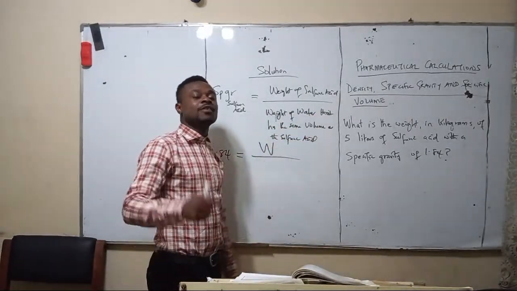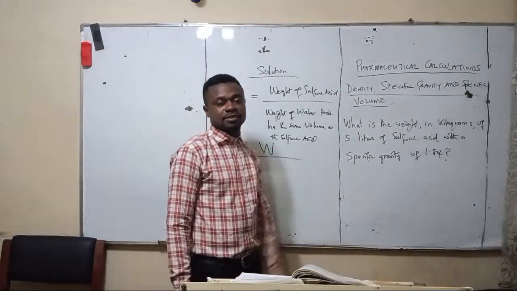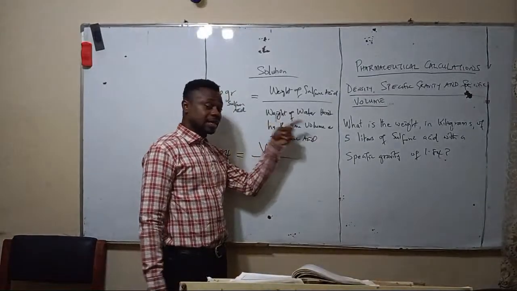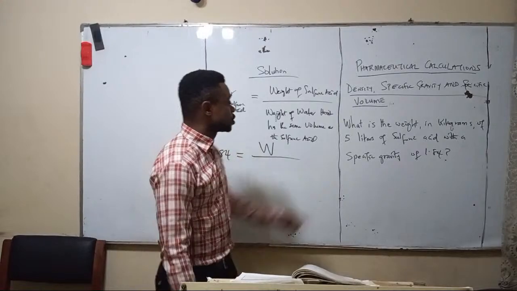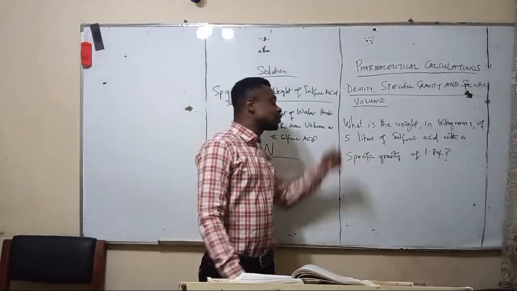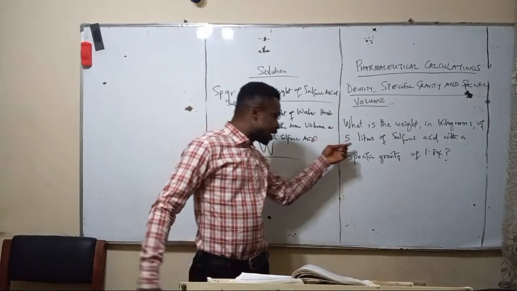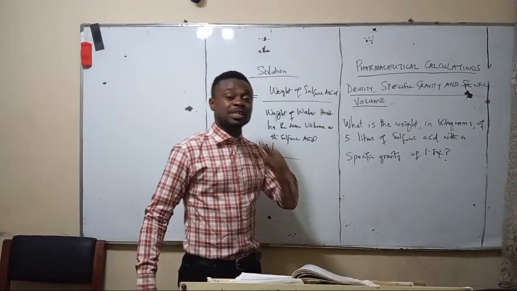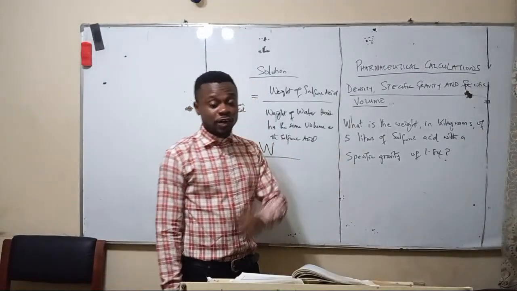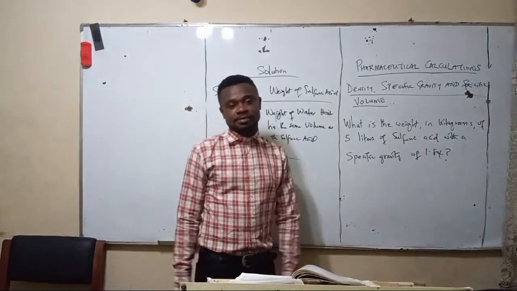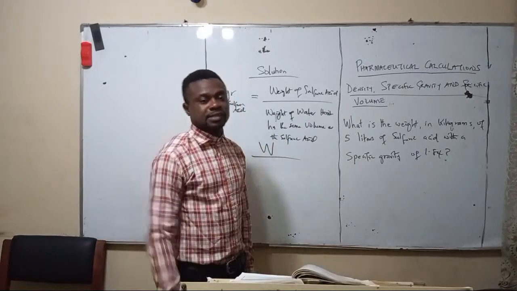Now let's start from the volume of the sulfuric acid. What is that volume? The volume is 5 liters. We want to find the weight of water that has the same volume as the sulfuric acid. Since the volume of the sulfuric acid is 5 liters and the water has the same volume, the volume of water is 5 liters. And if the volume of water is 5 liters, what is that weight?